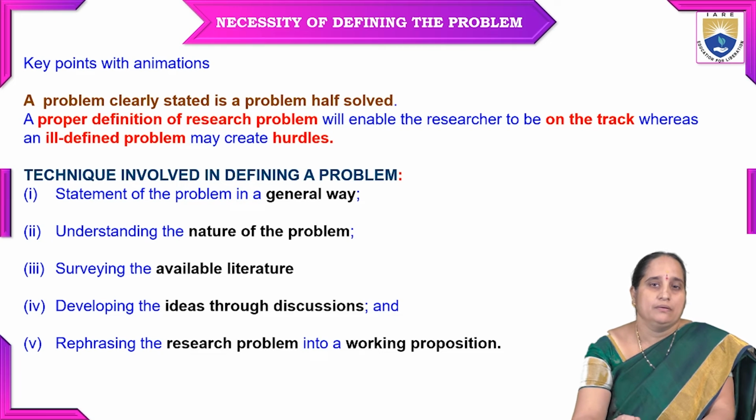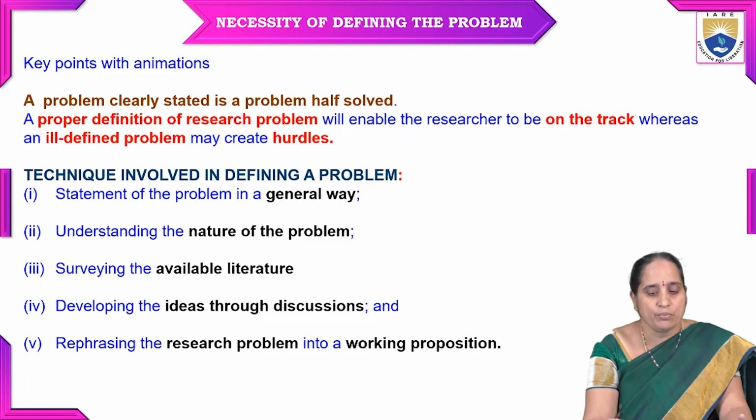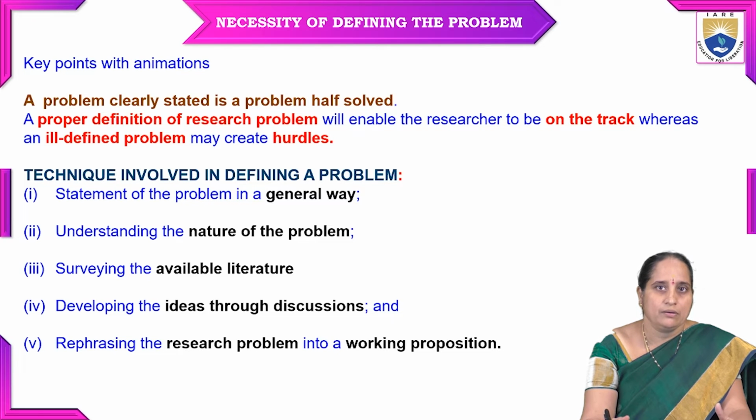Then why do we have to define the research problem? What happens if you are not going to define the problem? See, in general, there is a proverb: a proper definition of research problem will enable the researcher to be on the right track. So as we know, a problem clearly stated is a problem solved. So if you are able to define the problem, then almost we have completed half of the solution, right? So for that reason, we need to define the research problem, so that it guides the researcher how to be on a right track. If it is an ill-defined problem, there is no clarity, a lot of ambiguity, then it creates a lot of problems for the researcher.